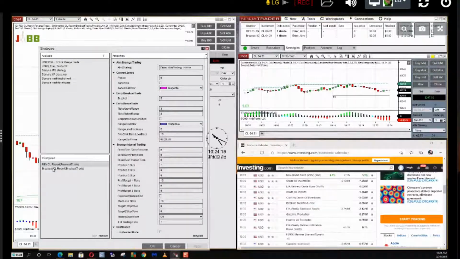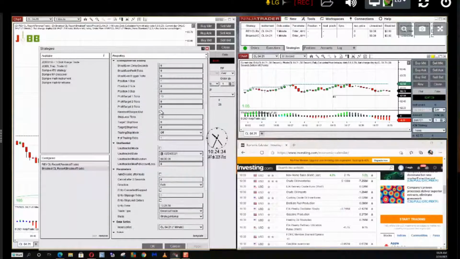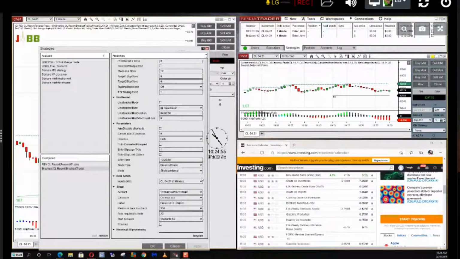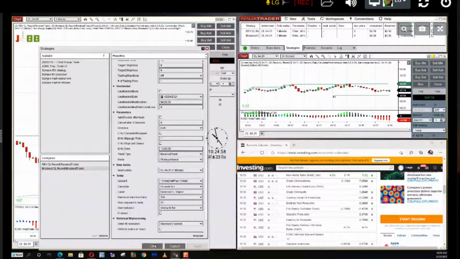The breakout setup, you highlight it. I have a bracket of 10. One target for 10 ticks. I'm risking 12. That assumes it doesn't blow through the stop and everything works perfectly. Okay. My entry time is 10:29:58. It's a breakout trade. And I'm really trading. Okay. Those are my setups.